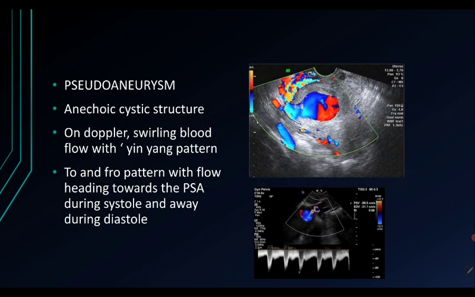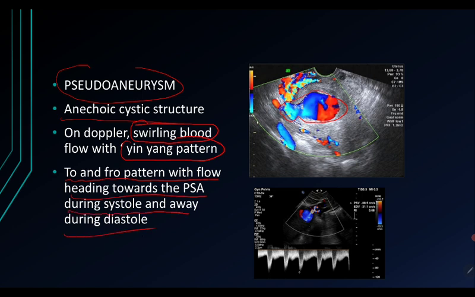Then in a pseudoaneurysm, there is an anechoic cystic structure. You can see the cystic structure taking vascularity: pseudoaneurysm. On Doppler, swirling of blood flow with a yin-yang pattern, that is pseudoaneurysm. A to-and-fro pattern, with flow heading toward the pseudoaneurysm during systole and away during diastole.